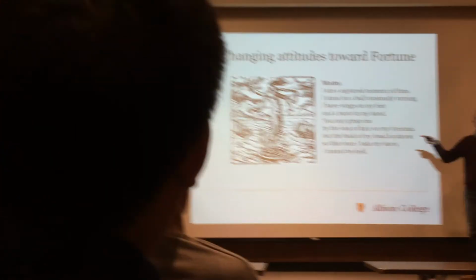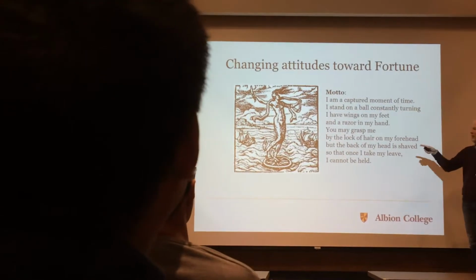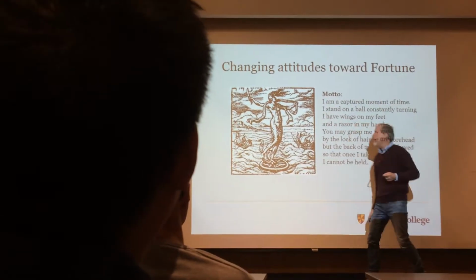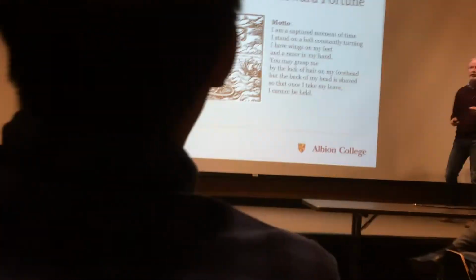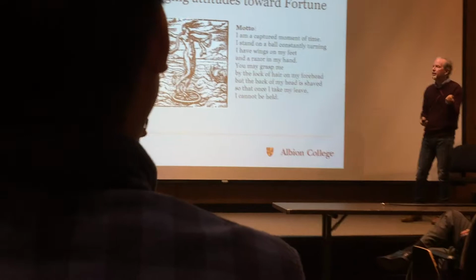So this is an image of fortune, renamed occasion. She's got her wheel here. This is from an emblem book. Emblem books always come with mottos, so they're a really good index of general thought in the period.